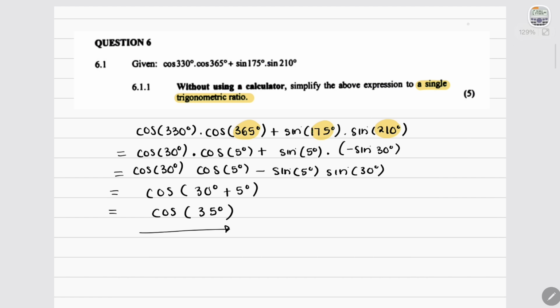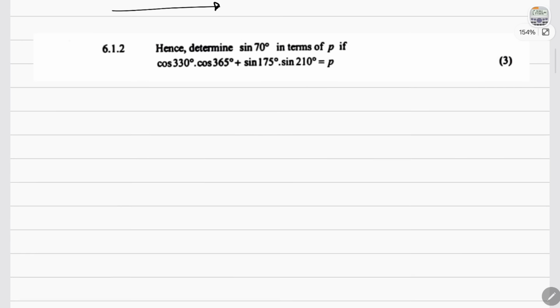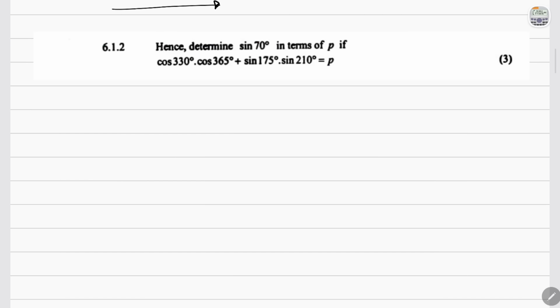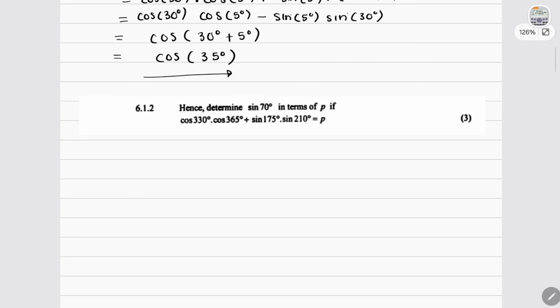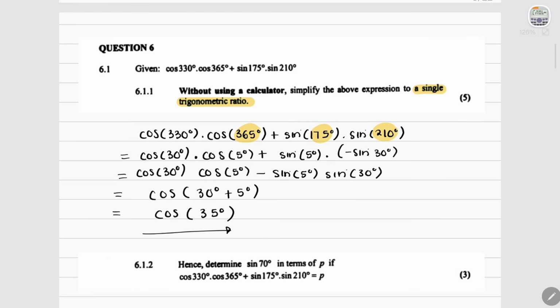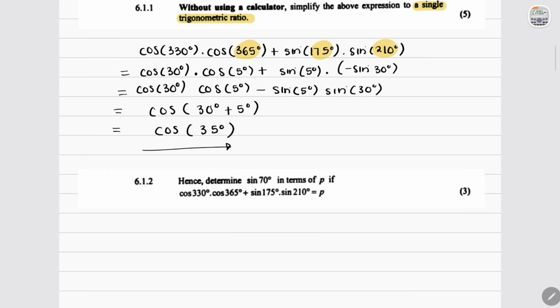Moving on to the next question. The next question, 6.1.2, says, hence, determine sine 70 degrees in terms of p, if, again, all of this is equal to p. Yeah, I was waiting for that trig diagram. There's no diagram today, but then there actually is one.